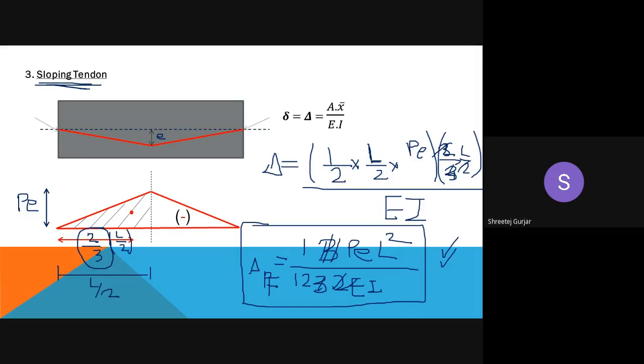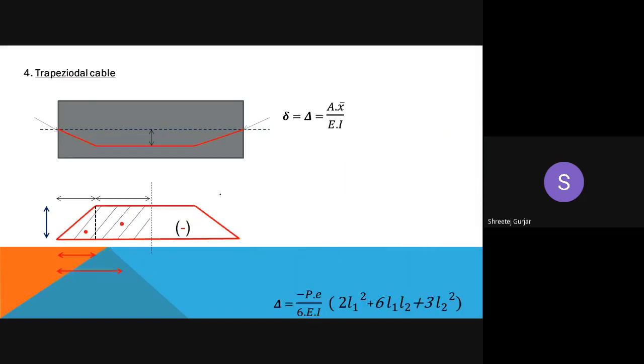So as I've told you, it was not 3/4, it was 2/3. If it is 2/3, this is 1/3. So we are not concerned with this side; we are concerned with this side. When you have a single slope tendon, you have to use PEL squared by 2LEI. Next, moving on.